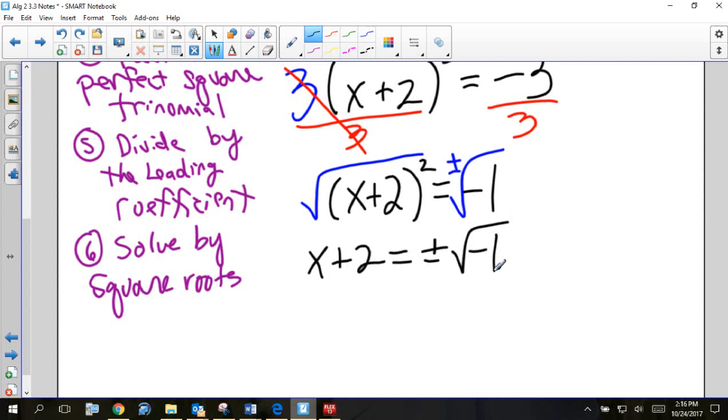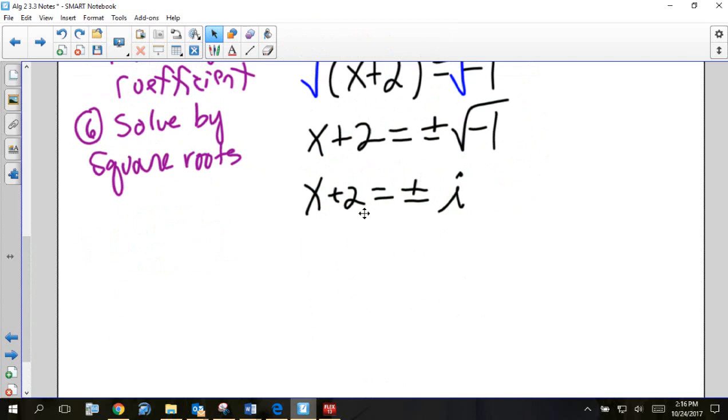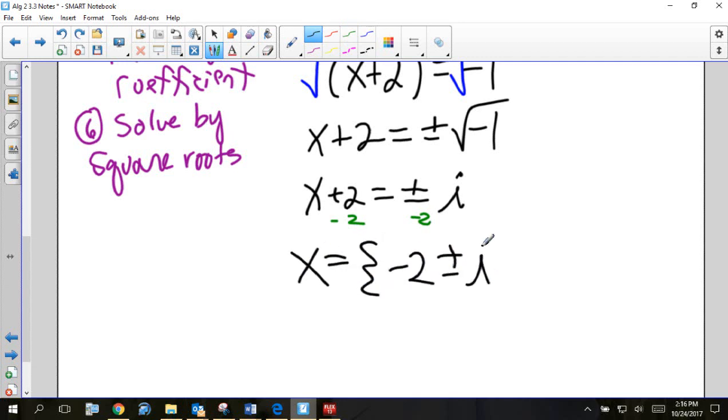When we look at that square root and we ask if it's a perfect square or if it can be broken down further, is -1 a perfect square? What's special about square root of -1? It's i. So we are going to change that into i. I haven't moved the 2 over. You could certainly save some room and combine steps, but I'm trying to show you all the steps up here. And then from there, move over your 2 by subtracting it. And remember, we put it in front, so I'll have x equals -2 plus or minus i.